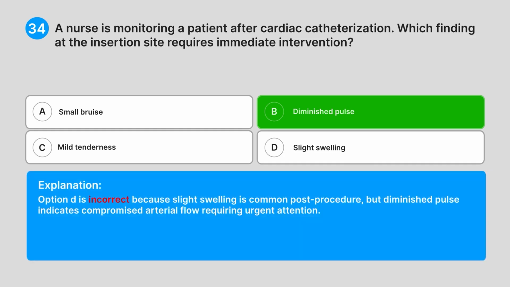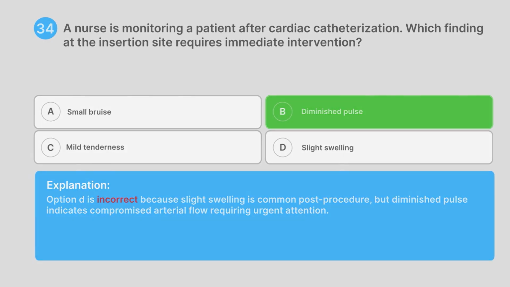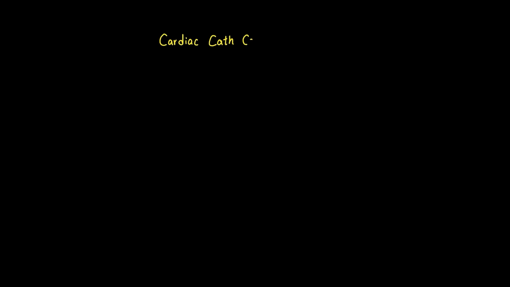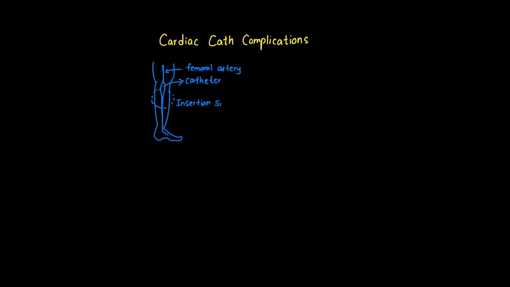Option D is incorrect because slight swelling is common post-procedure, but diminished pulse indicates compromised arterial flow, requiring urgent attention. Post-cardiac catheterization monitoring requires recognizing diminished pulse as a critical vascular complication. During catheterization, a large catheter enters the femoral or radial artery. After removal, complications can develop at the insertion site.